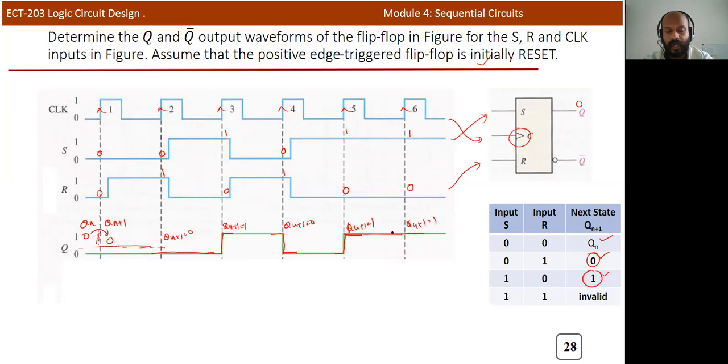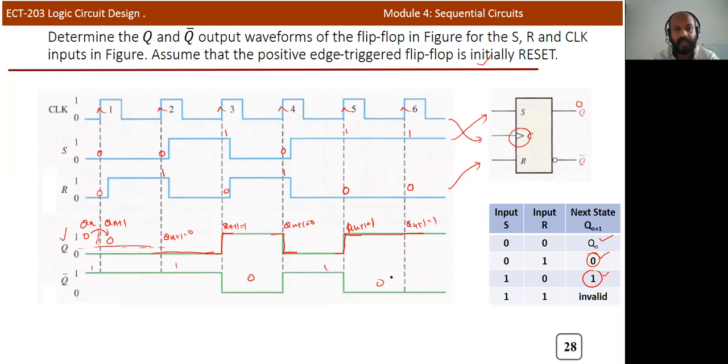So this will be the output. And Q bar, this is Q actually. So Q bar is just the opposite of this. So we can draw just an inverse waveform of the Q. Okay. So when it is 0, it becomes 1. So here it is 1, it is 1, here it is 0, 1, 0. So this is the output of the SR flip-flop.